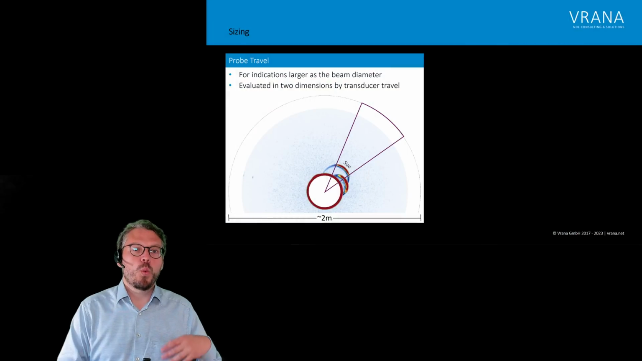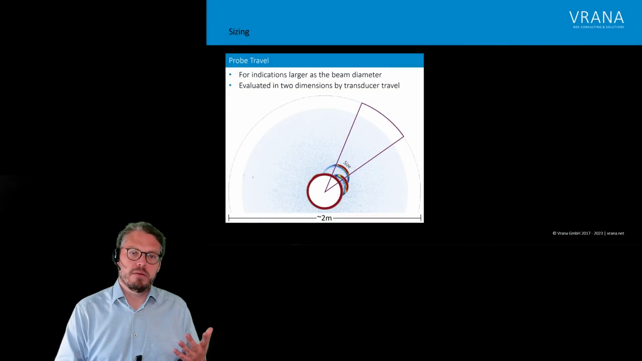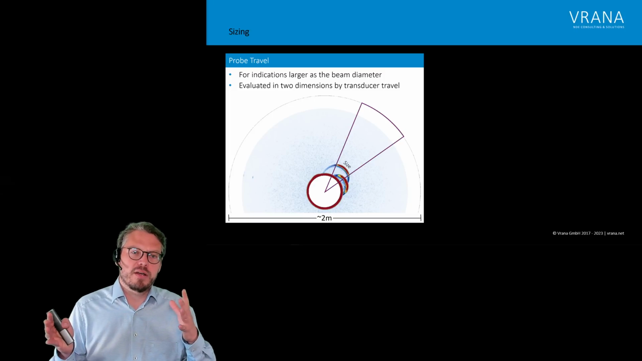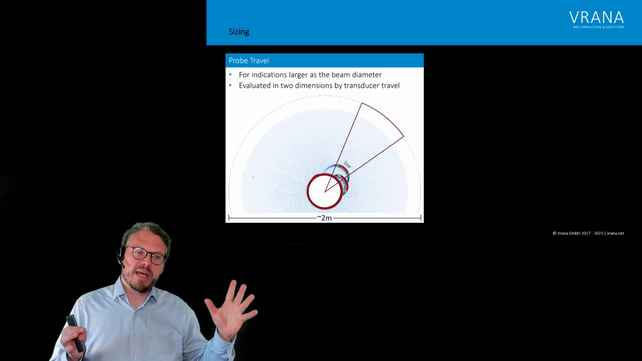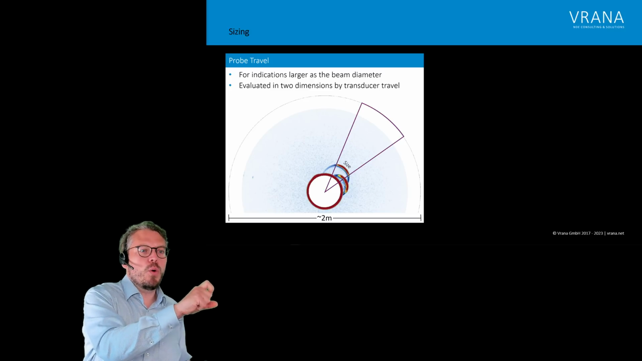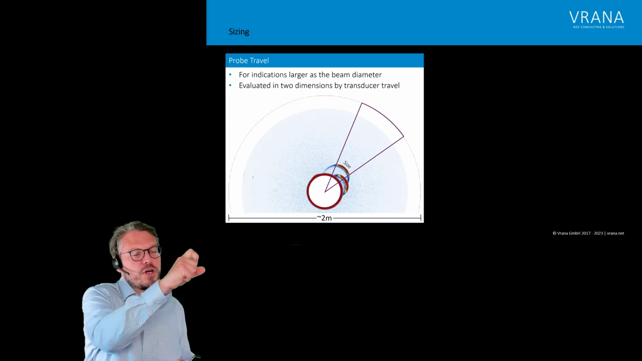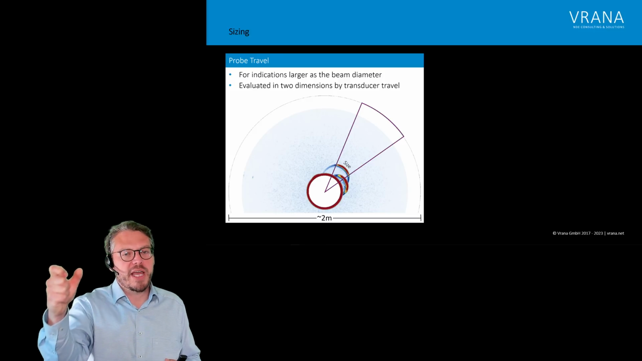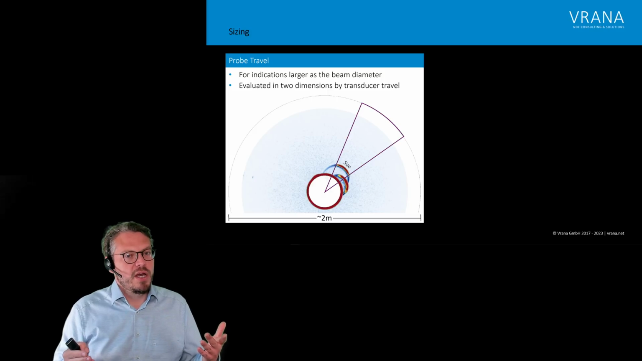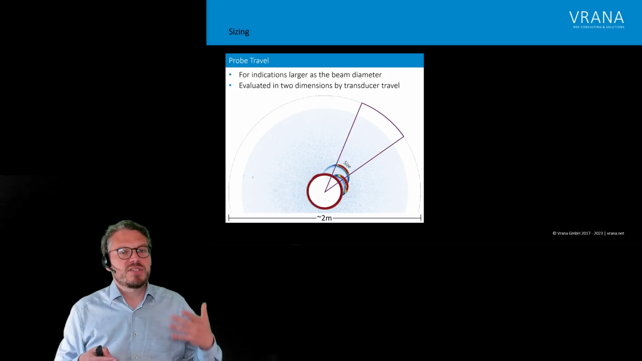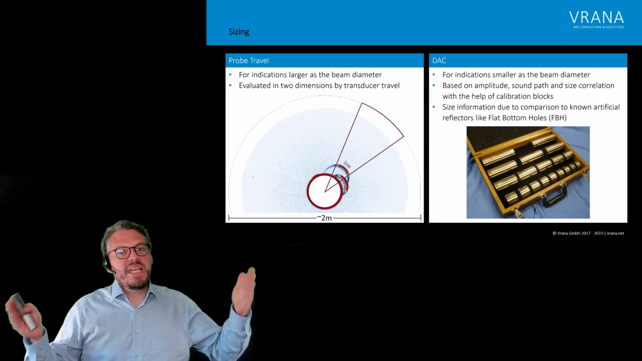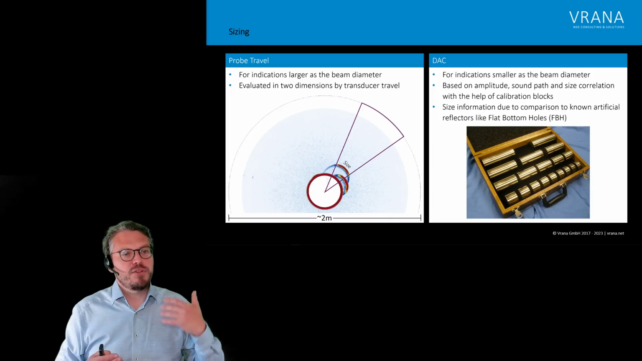As I already said, we already discussed the topic of sizing. With ultrasonics, we always need two different methods for sizing. For indications which are larger than the beam diameter, we can do sizing by probe travel. So we take our probe, we see some indication, then we move the probe, it's getting bigger and it's getting smaller again, and okay, it goes from here to here. So that's the size of the indication. The typical method for that kind of sizing is the 6 dB drop method.